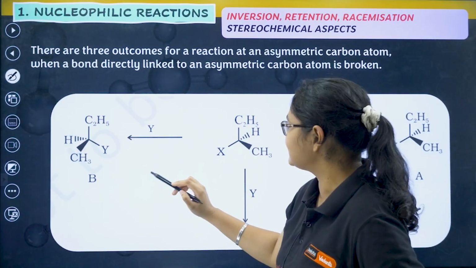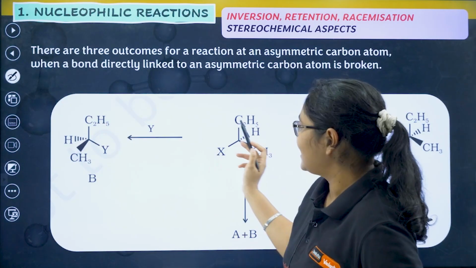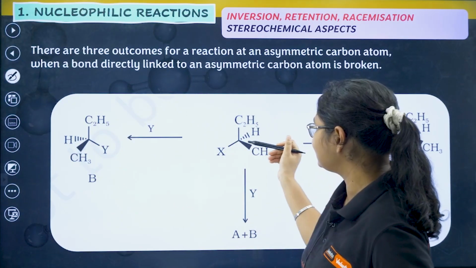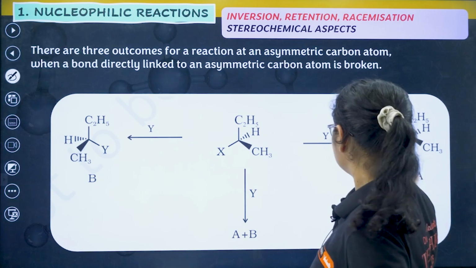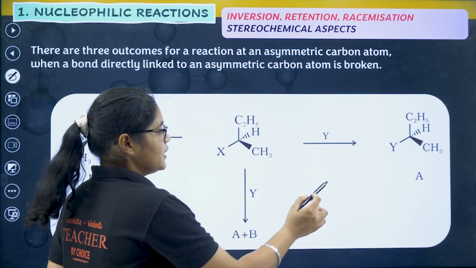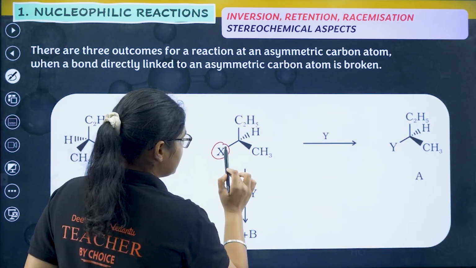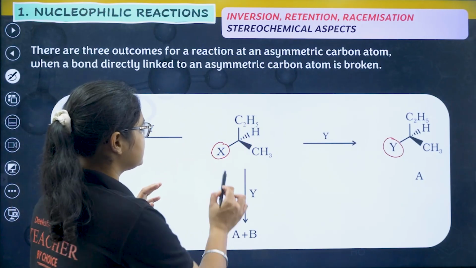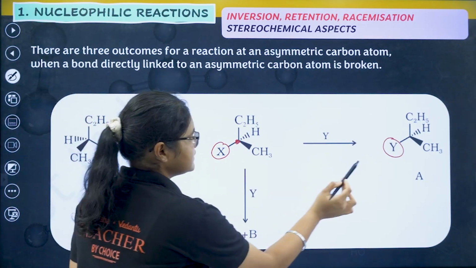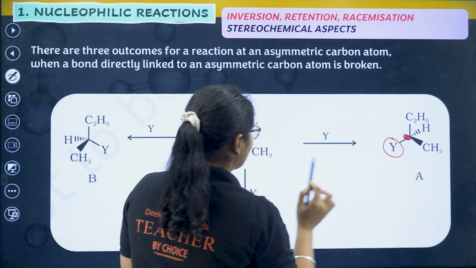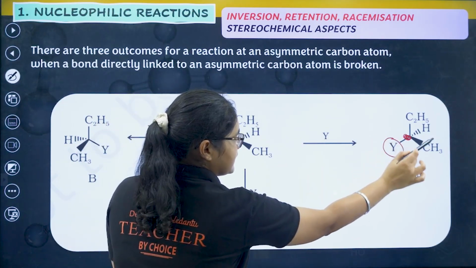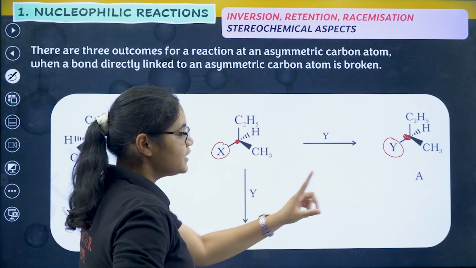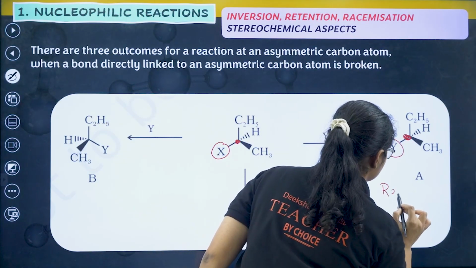In the first case, what has happened? See, the H has come to the front and Y has attacked from the back side. In the first one, where X was there, in the same position Y has come. So can you see that this is the stereo center, and the bond configuration here is exactly the same as it was before the reaction and after the reaction. So this is a case of retention.